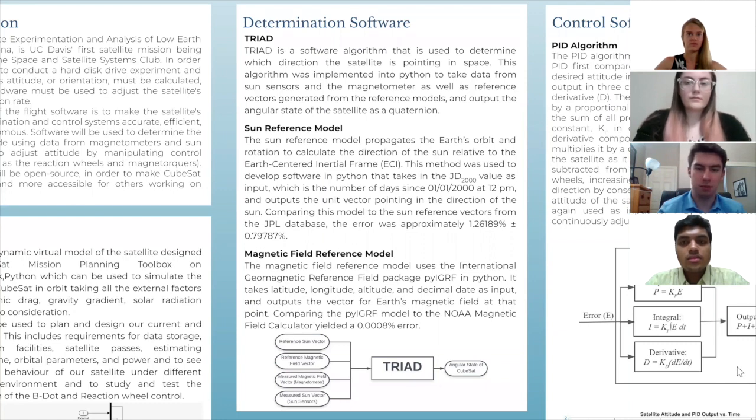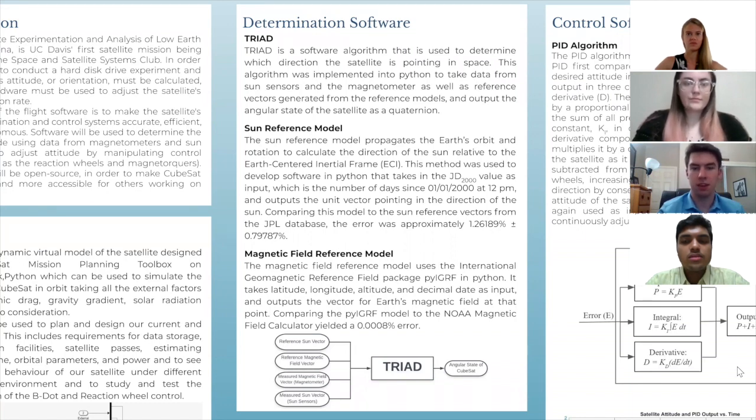The Triad algorithm has been implemented in Python, and the 2 reference vectors come from reference models of the sun and of Earth's magnetic field. The sun reference model propagates Earth's orbit and rotation to calculate the direction of the sun relative to the Earth-centered inertial frame.